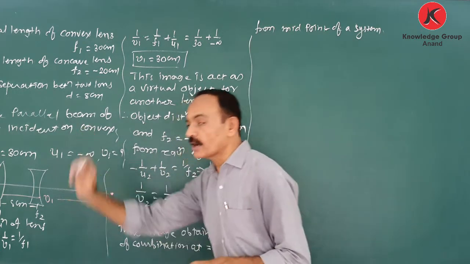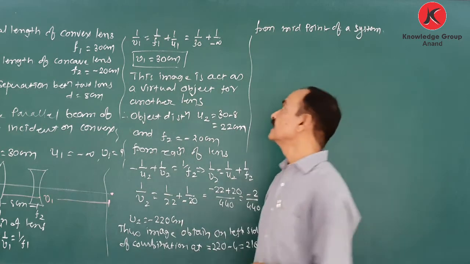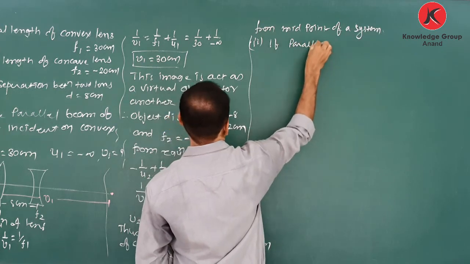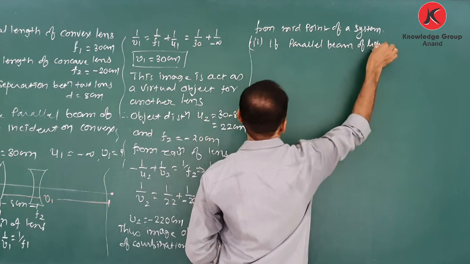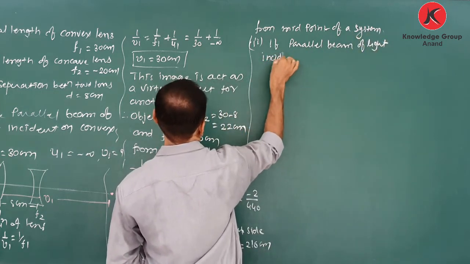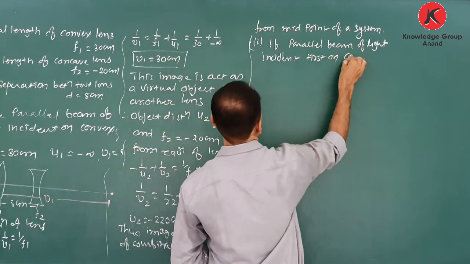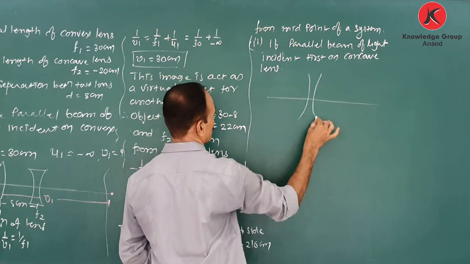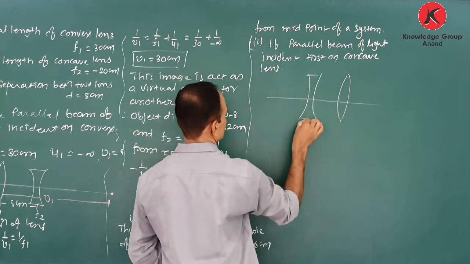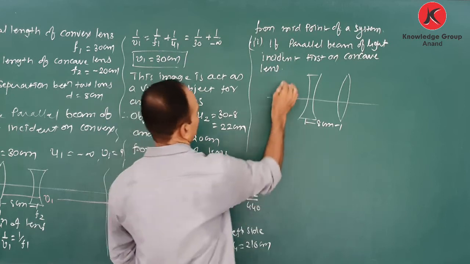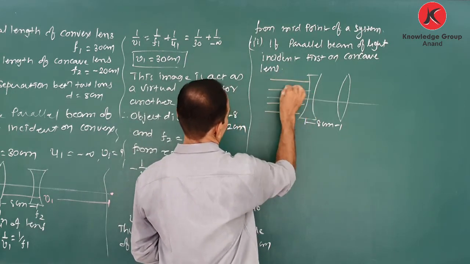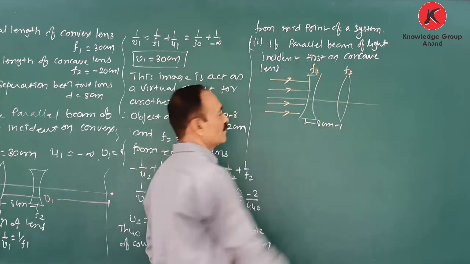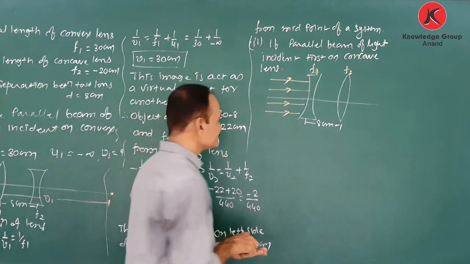Now the second part: if the parallel beam of light is incident first on the concave lens, like this situation. There is the concave lens, then there is the convex lens. The separation is 8 centimeter, and the beam of parallel light is incident here. The concave lens has focal length f1, and the convex lens has f2.